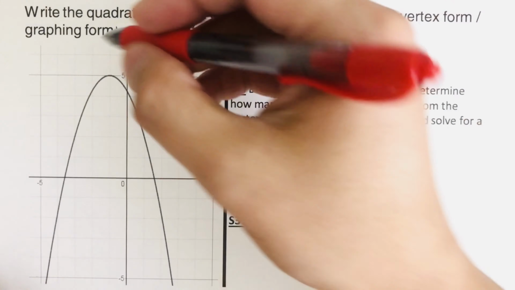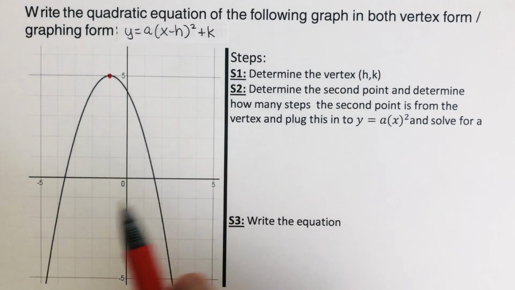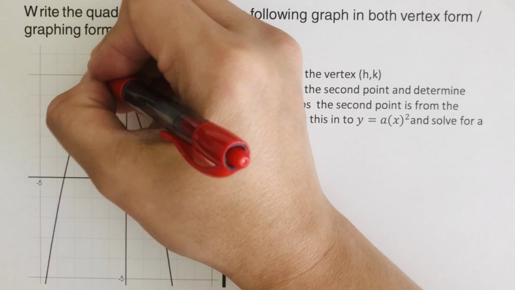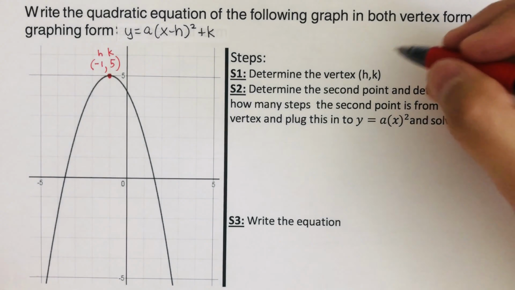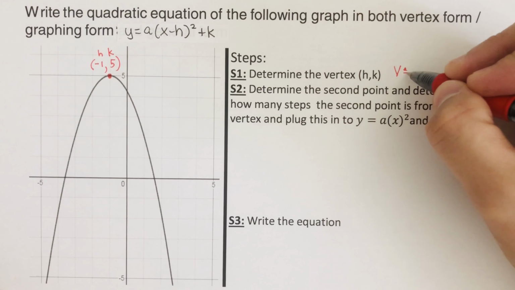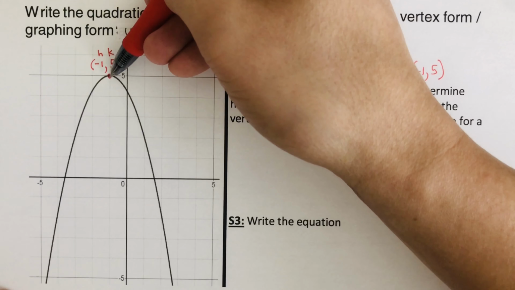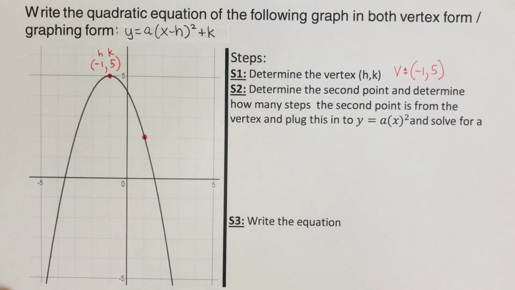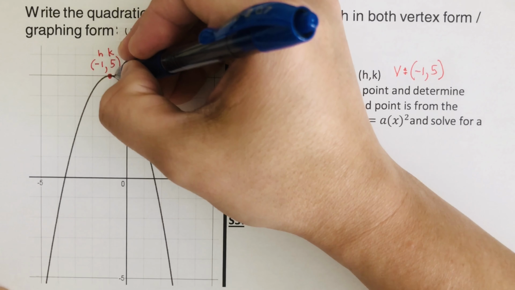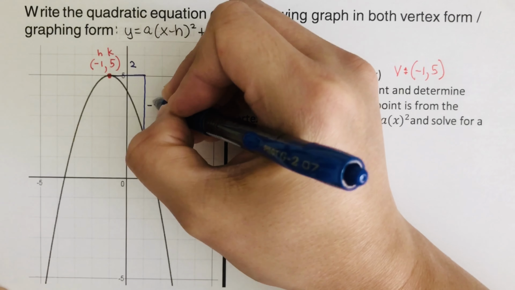So let's have the vertex first. So that's the vertex right here. So the vertex for this problem is negative 1 and 5. So this is our h and k. And we're going to trace the graph and see where is that second dot. So the second dot is right here. So what I would do is to determine how many steps do I go to the right. That's 2. And then I would go 3 steps down. So that's a negative 3.